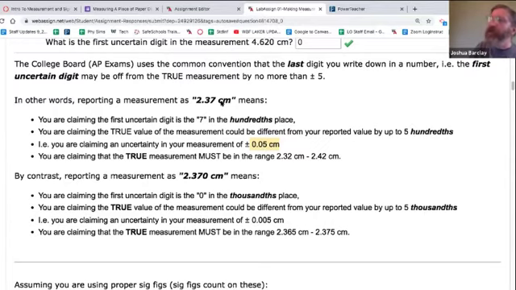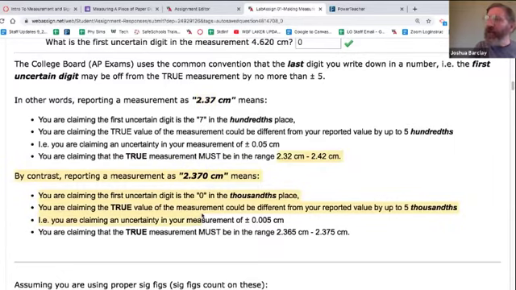And when you write 2.37, you're saying, I guarantee the true measurement is between 2.32 and 2.42. How did I get those two numbers? Where did 2.32 and 2.42 come from? By subtracting 5 hundredths from 2.37, your estimate. You just take this number, you subtract 5 hundredths, you add 5 hundredths, and that is the range.